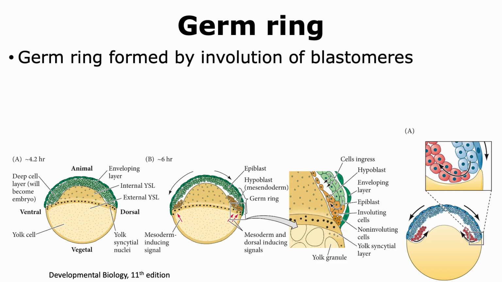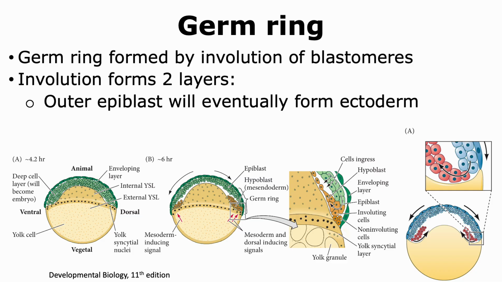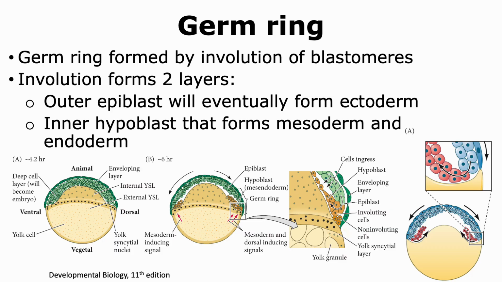Now, the germ ring is formed by involution of blastomeres, and this involution of the blastomeres will actually form two layers: the outer epiblast that will eventually form the ectoderm, and the inner hypoblast that will form the mesoderm and the endoderm.